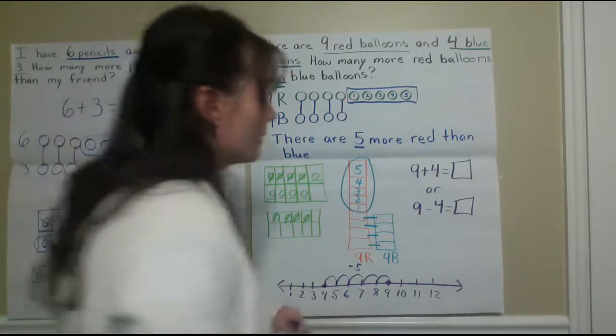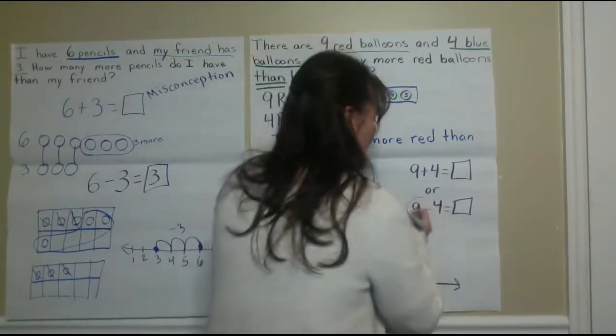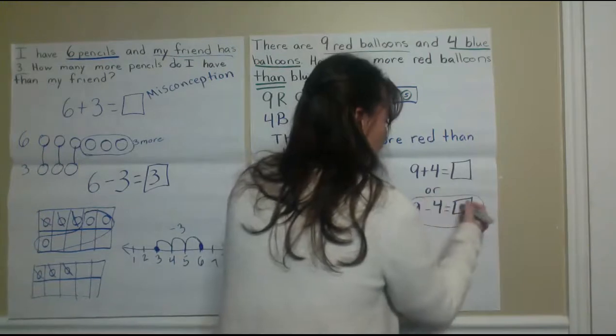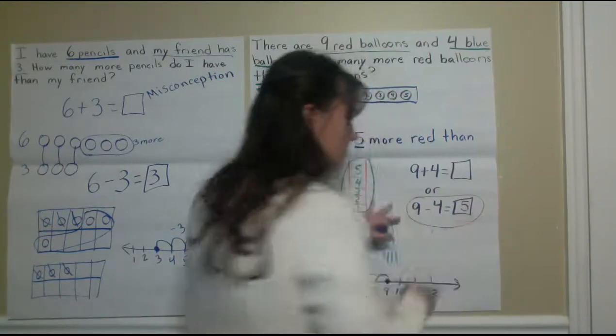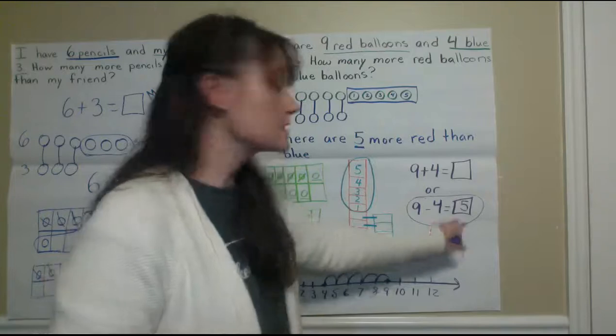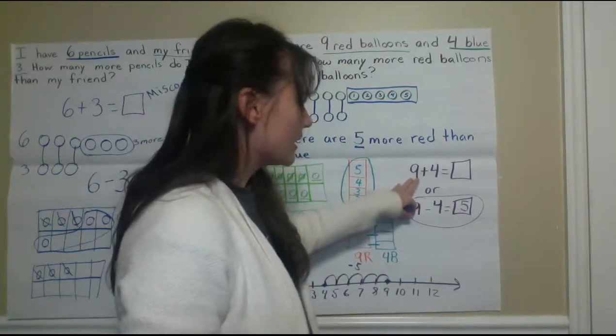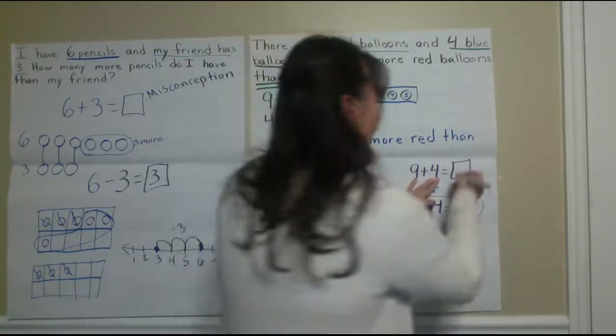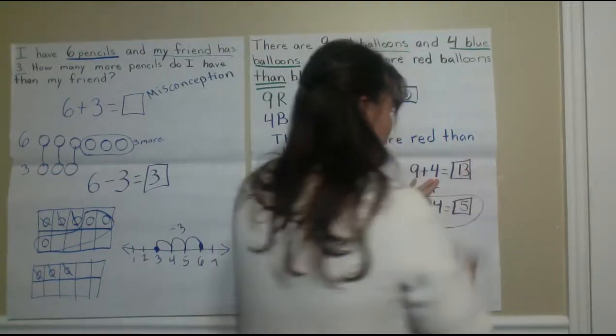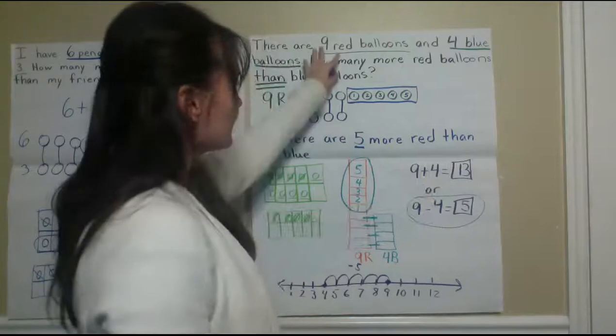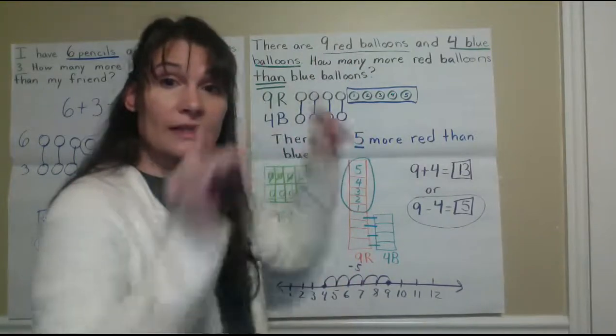You're right. 9 minus 4 would give me my 5, that was my difference. Let's see what would happen here. If I added 9 and 4 more, I would have 13. But that would be saying how many balloons all together.